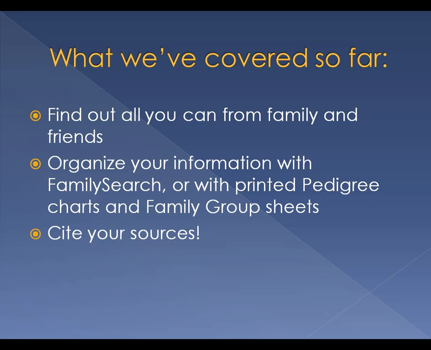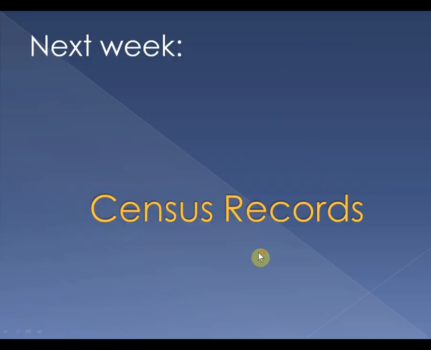So what we've covered so far: Step 1, find out everything you can from family and friends. Write down all the information in your trusty composition book. Organize the information with Family Search or using printed pedigree charts and family group sheets. And start citing right now how you know the facts that you've collected, where they came from.